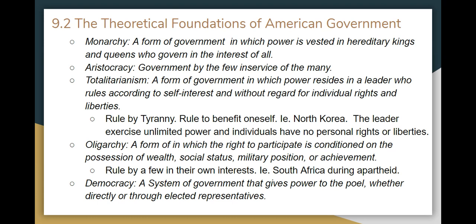An oligarchy is a form in which the right to participate is conditioned on the possession of wealth, social status, military position, or achievement. For instance, rule by a few in their own interests, i.e., South Africa during apartheid. If you don't know what apartheid is, you should look into that after the video. A democracy, again, is a system of government that gives power to the people, whether directly or through elected representatives.